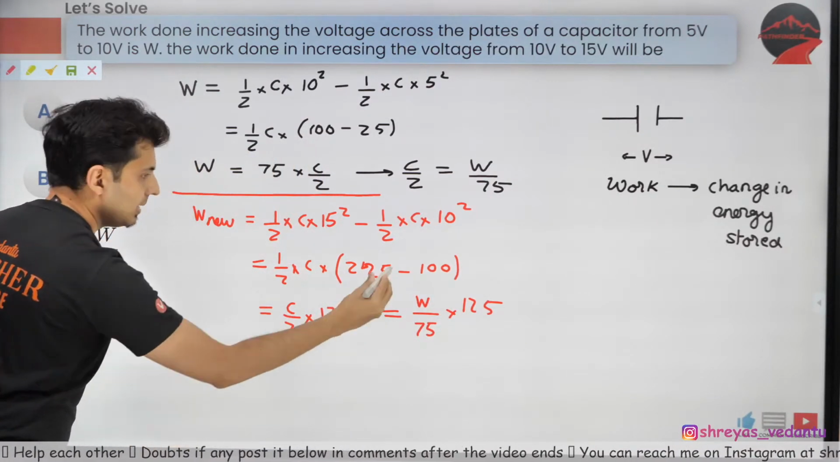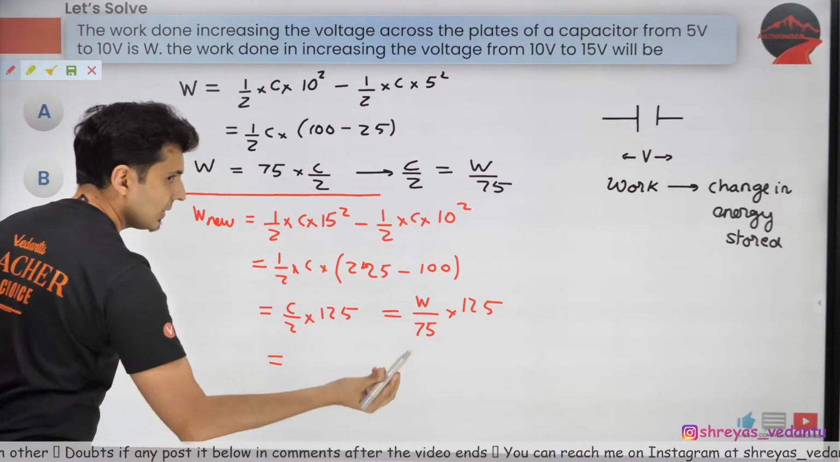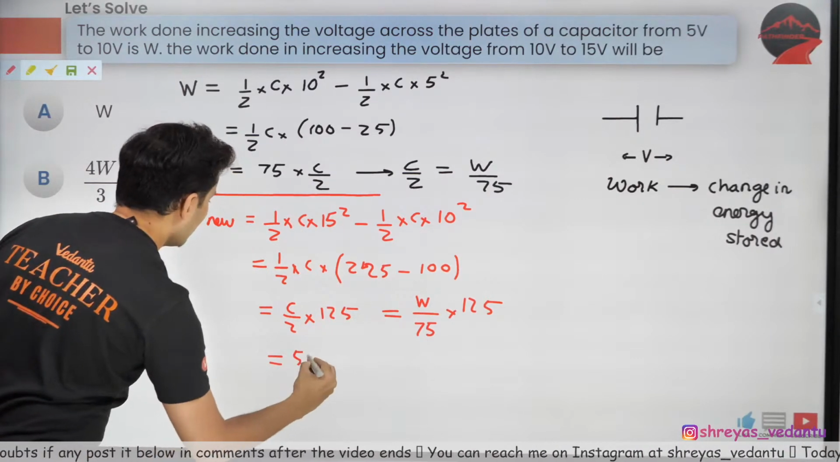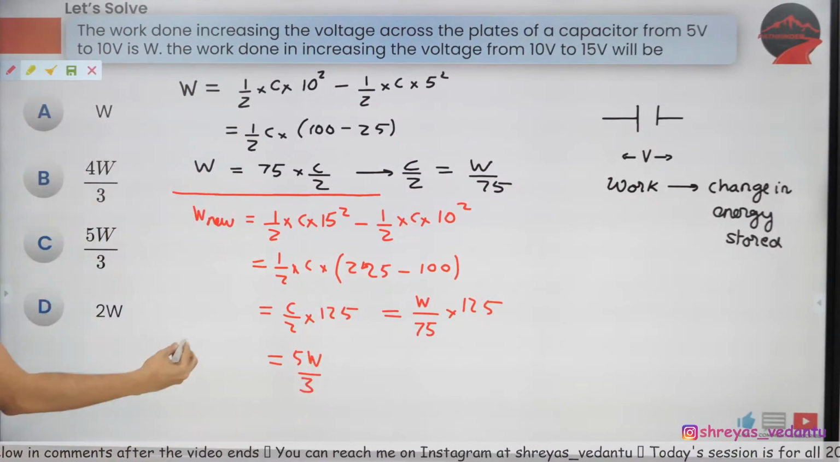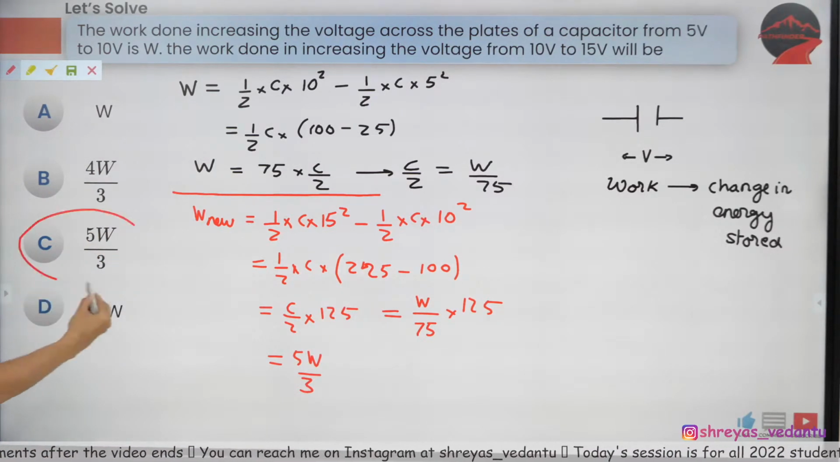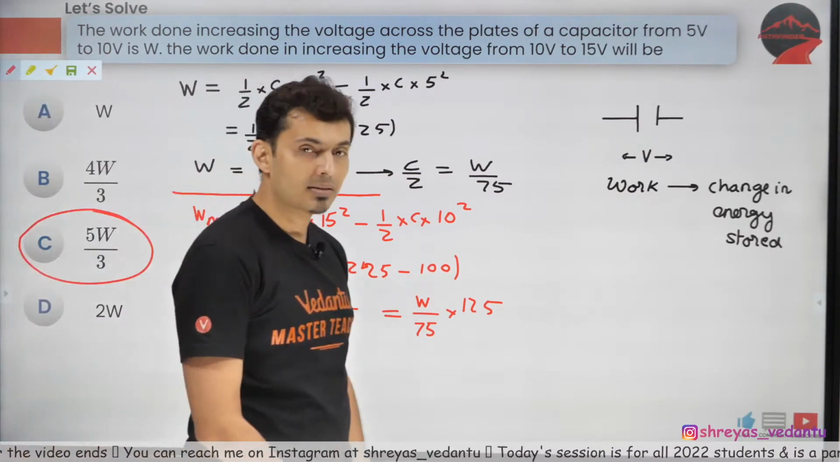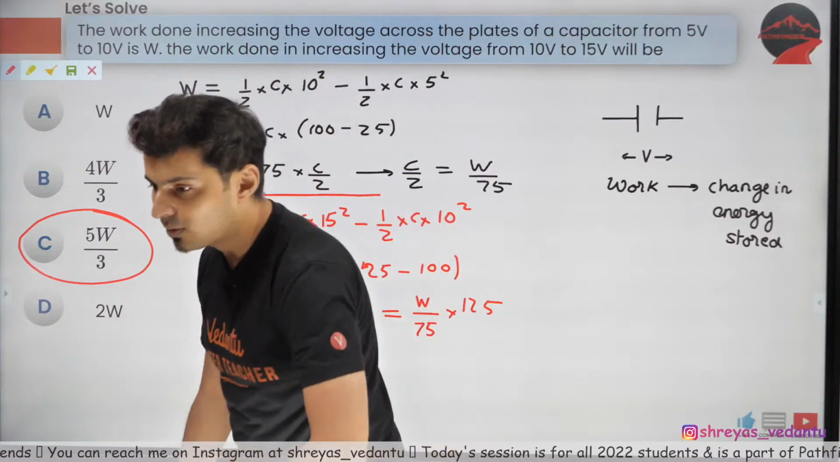Both of them are divisible by 25. So 125 divided by 25 is 5, so 5W, 75 divided by 25 is 3. So 5W by 3, where is it? It's option C, my warriors. See if you guys understood it. Thank you, Nikhil.